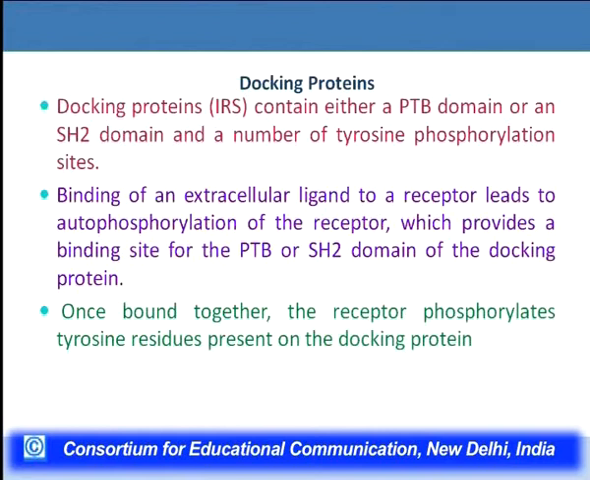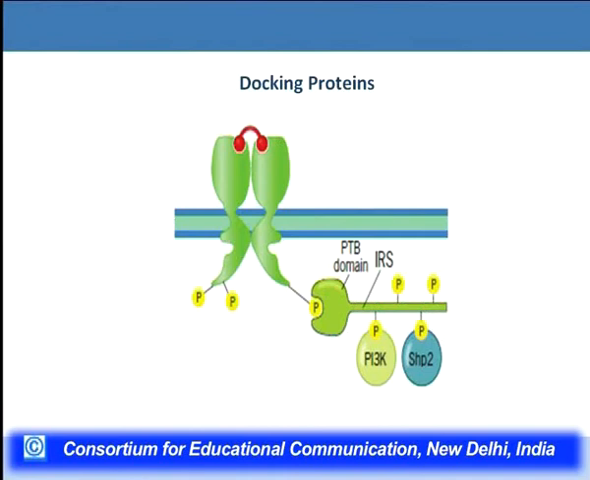One such example of a docking protein is the IRS protein. This particular panel shows how a docking protein like IRS binds to the phosphorylated region of the kinase, and in turn its domain which has tyrosine residues also gets phosphorylated by the receptor kinase. Now, these phosphorylation sites then act as binding sites for some other signaling protein. So, the docking protein is getting phosphorylated and it attracts some other signaling protein which will initiate another set of reactions.